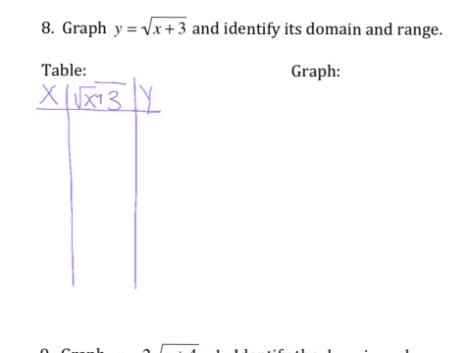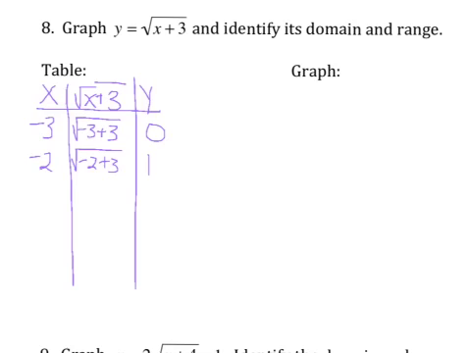So since there's an x plus 3 inside, I want to think, what number can I plug in for x that will give me a 0 inside the square root? And that would be a negative 3. Negative 3 plus 3 is 0, and the square root of 0 is 0. Now I want to think, what number can I plug in that will give me a 1 inside the square root? And that number would be negative 2. Negative 2 plus 3 is 1, and the square root of 1 is 1.